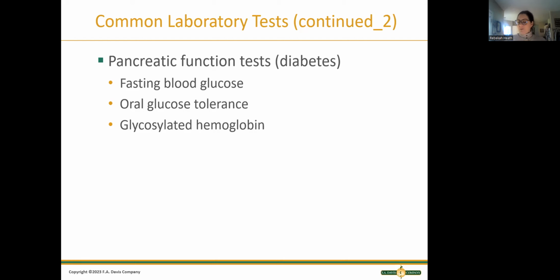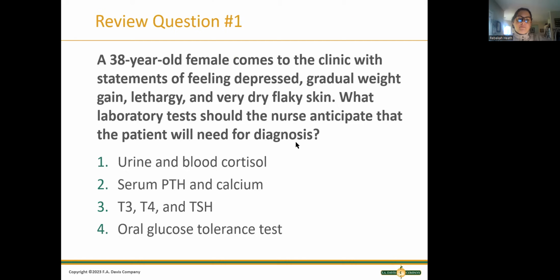But then you check their blood sugar 30 minutes, an hour, sometimes 2 hours later, and you see how their body's tolerating that chunk of glucose that they just got. You also want to check a glycosylated hemoglobin, also sometimes called a hemoglobin A1C.